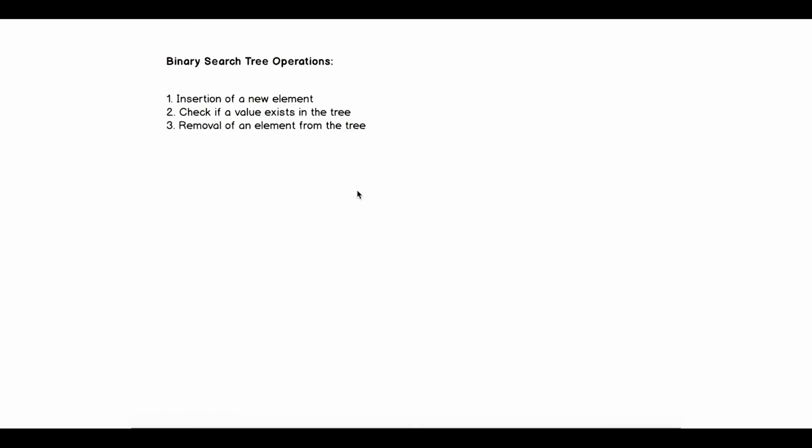All right, now that you have a good idea of what a binary search tree is and what it looks like, let's look at the three most common operations that are used on binary search trees. The first one is inserting a new element into the tree. The second one is finding a node, or finding if a value exists in the tree. And the third one is removing an element from the tree.